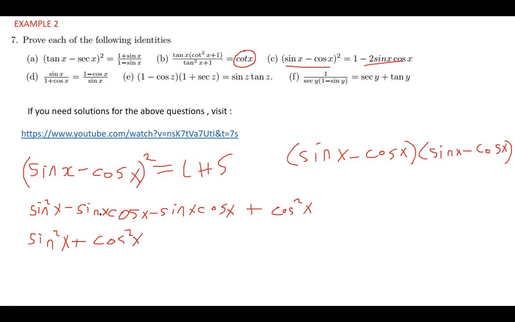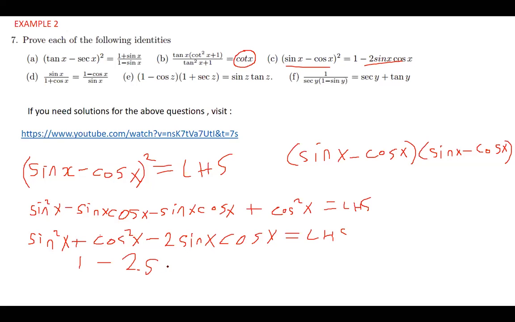And then negative sine x cos x minus sine x cos x, there you get your negative 2 sine x cos x. So this plus that, we know that you get 1. So this is just equal to the left hand side. And then this plus that, sine squared x plus cos squared x, we know according to the identities that this is 1. And then you write the remaining things here, minus 2 sine x cos x. So we have proved it. This is the final answer. It's just as simple as this.